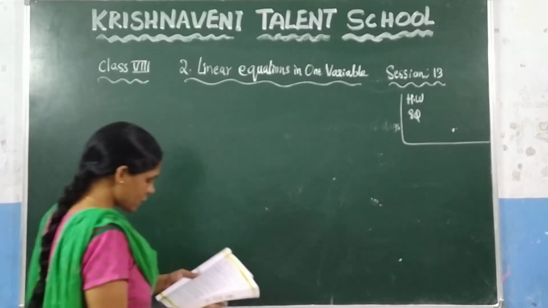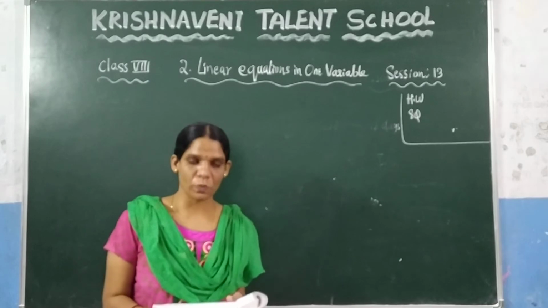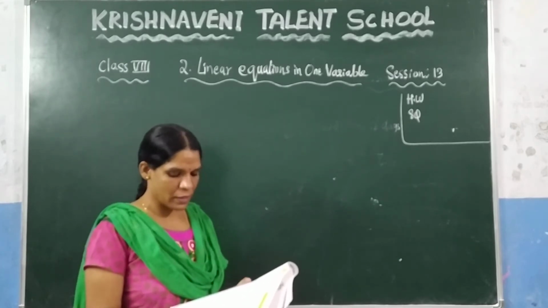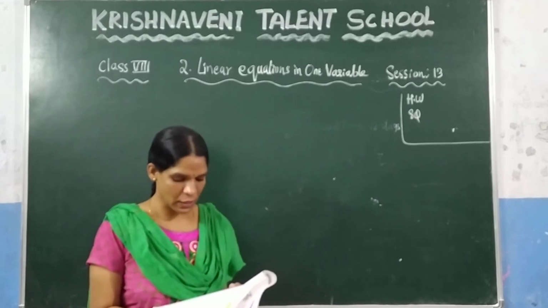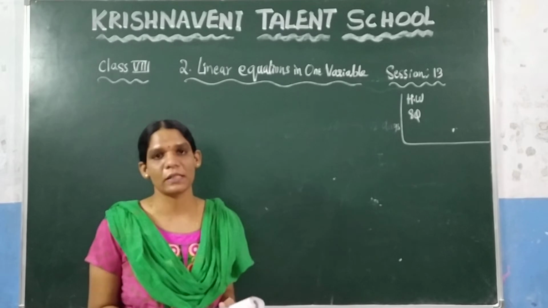Here, what is the 10th question given here? Listen here. If a train runs at 40 kilometers per hour, it reaches its destination late by 11 minutes. But if it runs at 50 kilometers per hour, it is late by 5 minutes only. Find the distance to be covered by the train.